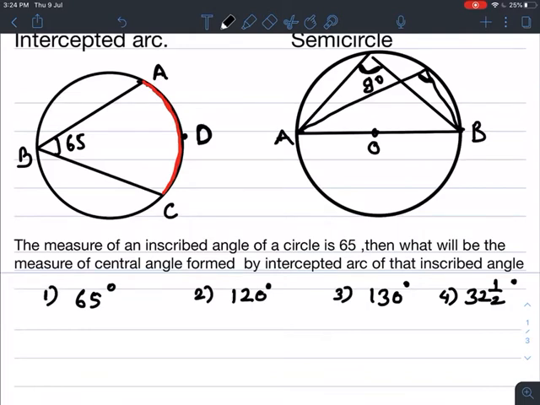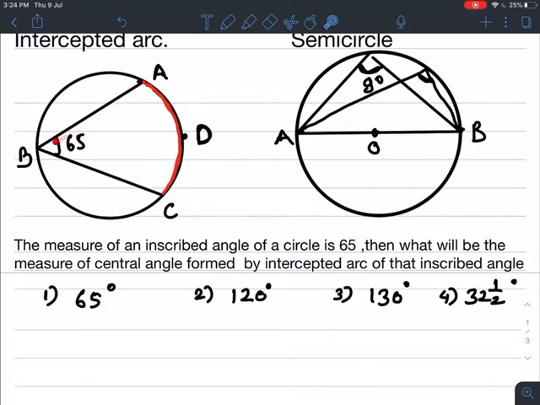Now, if we see this example, you will find that there is a problem in this question in the scholarship exam. Actually, there is a printing mistake in the scholarship exam paper. The word "form" is written, actually it is "central angle formed". So this word is not there in the scholarship paper, you can correct it. Central angle formed by the intercepted arc of that inscribed angle.